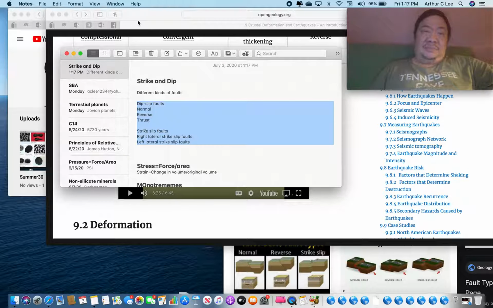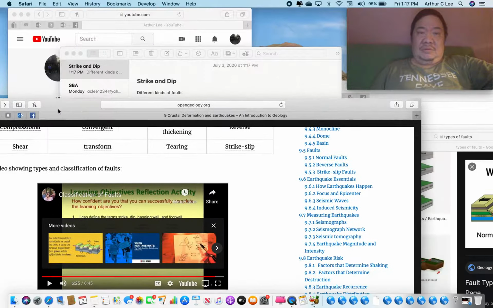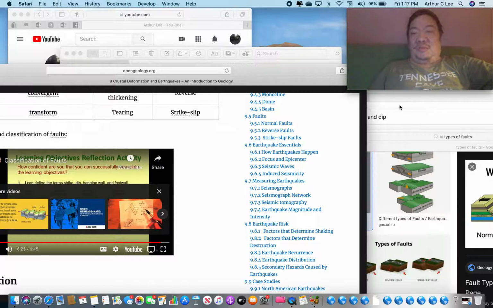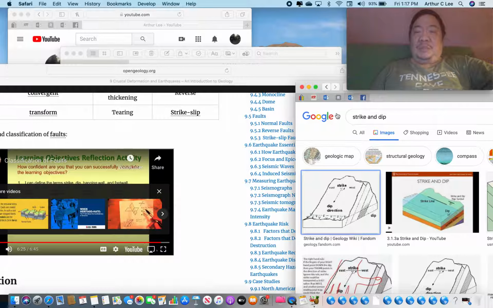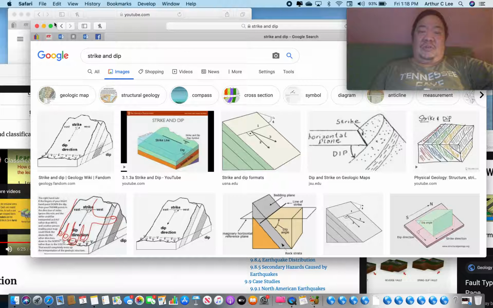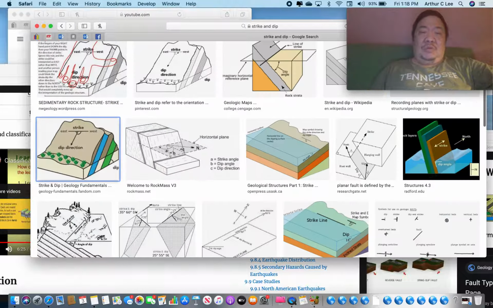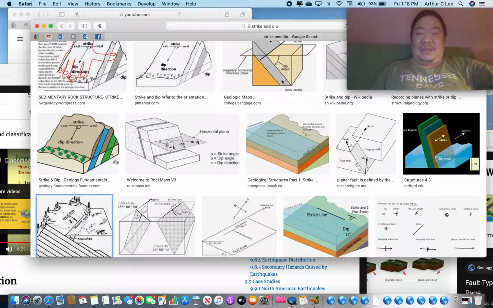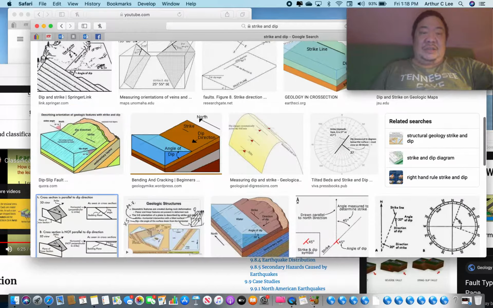Okay? In order to understand what these different faults are like, we need to first know what strike and dip are. We must understand strike and dip. Now, some people are going to have problems with this because they have difficulty spatially in geometry. It's basically geometry. Other people who are very good at visualizing things might find this quite easy.